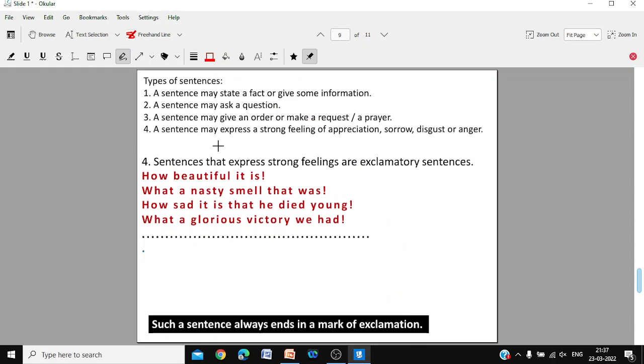Now the last one, sentences which express a strong feeling of appreciation, sorrow or disgust. How beautiful it is. What a nasty smell there was. How sad it is that he died young. What a glorious victory we had. These are expressing emotions, strong feelings, and such a sentence ends in a mark of exclamation. You'll always find a mark of exclamation at the end.